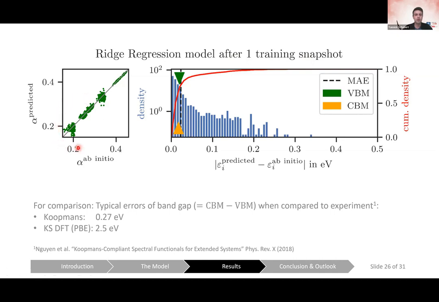So you can see that we are already able to recover this diagonal trend. And also the orbital energies are predicted more accurately than in a mean model.